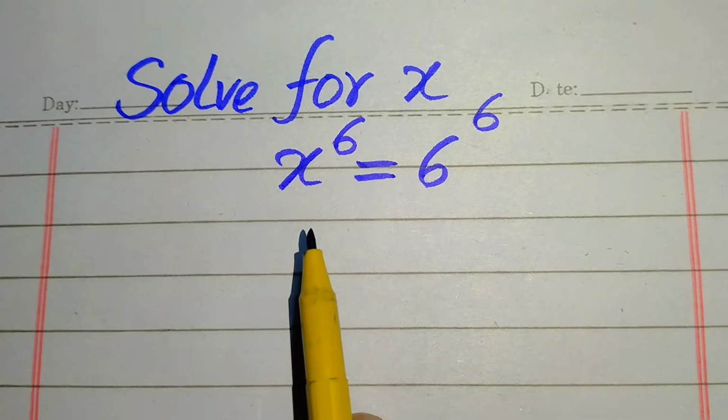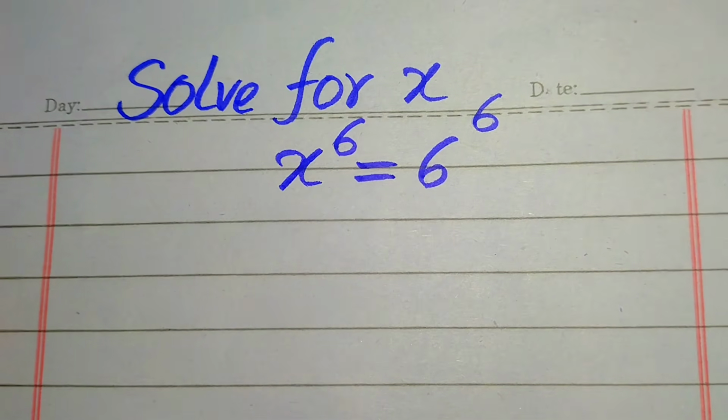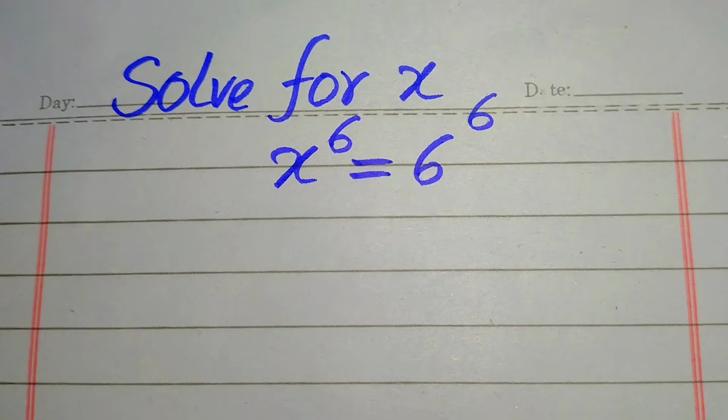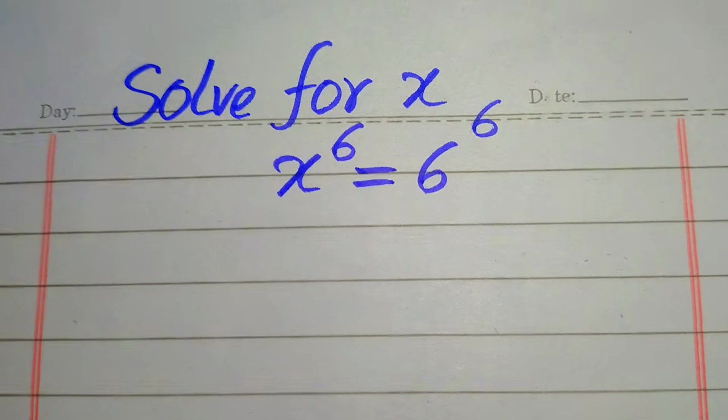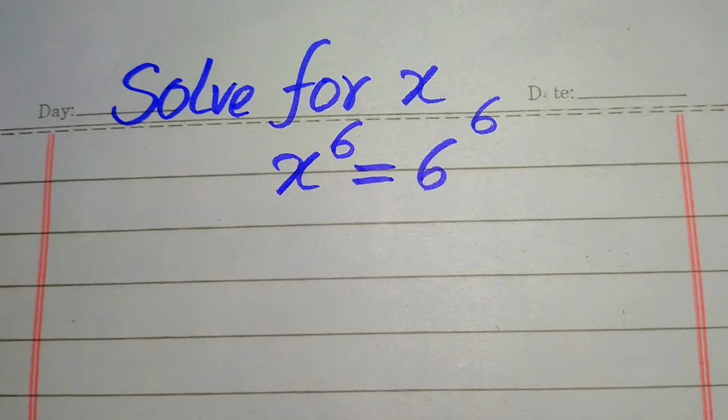So here we have x to the power of 6 is equal to 6 to the power of 6. We solve this problem for all the values of x. You see that this is a 6th order equation. It means that this equation has 6 or less than or equal to 6 roots. So we need to find all the roots of the given equation. And now we move towards the solution of this problem.